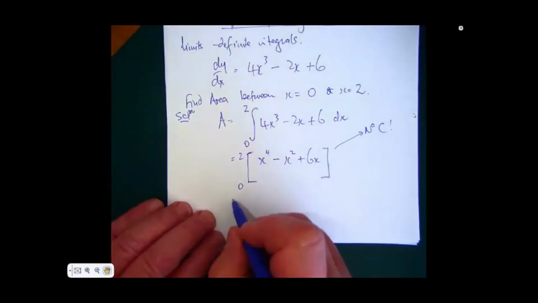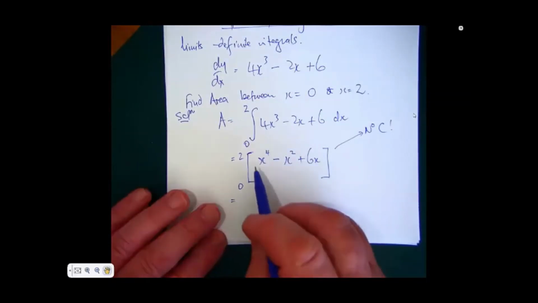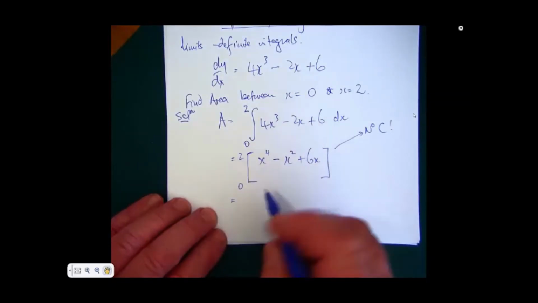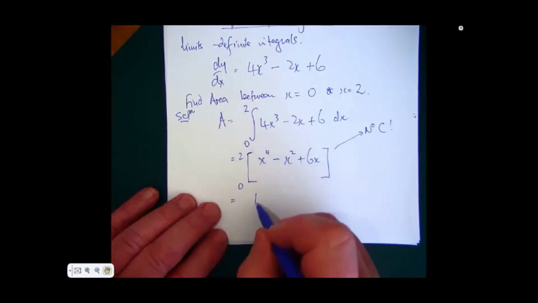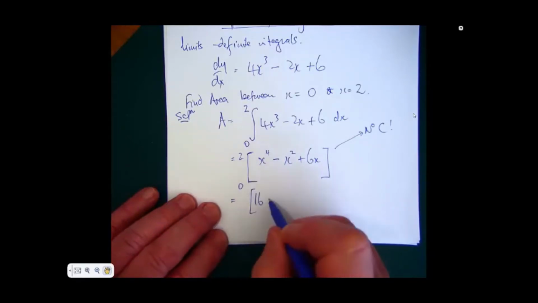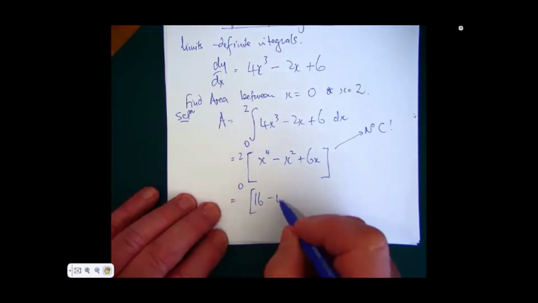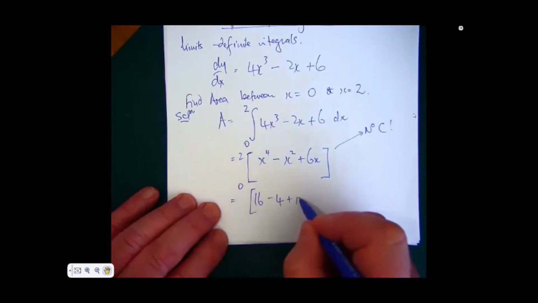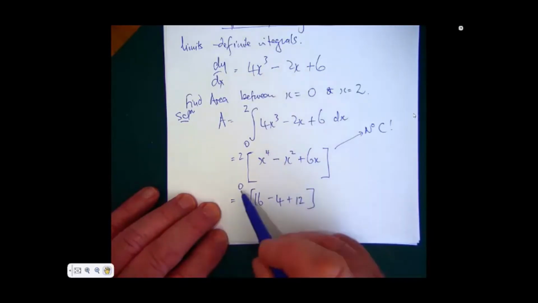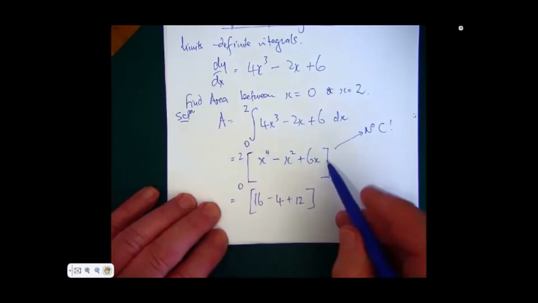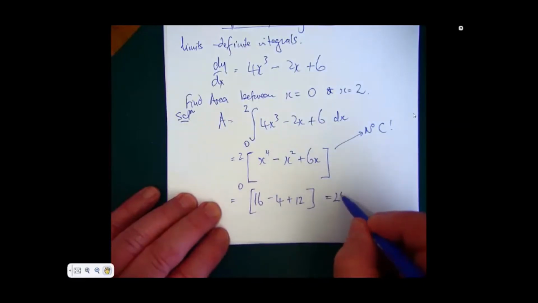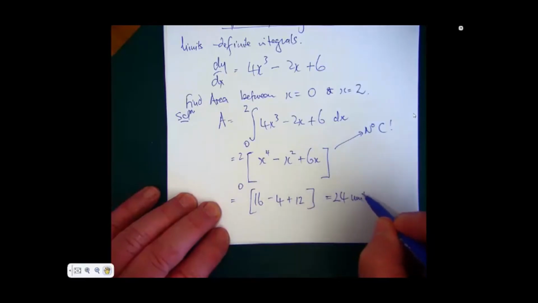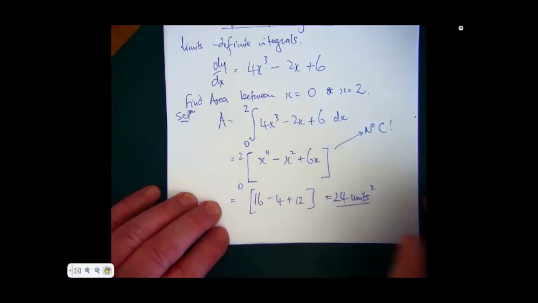Now, simply put, we work out the area by putting the 2 in place of x. So 2 to the 4 is 16, minus 2 squared is 4, plus 12. When you put 0 in there, you get nothing anyway, so there's nothing to take away. So 12 plus 12 will give you the answer of 24 units squared, whatever they happen to be.